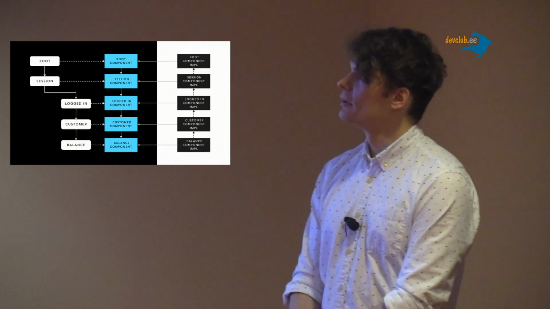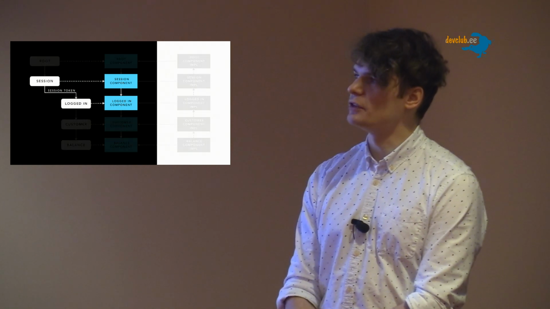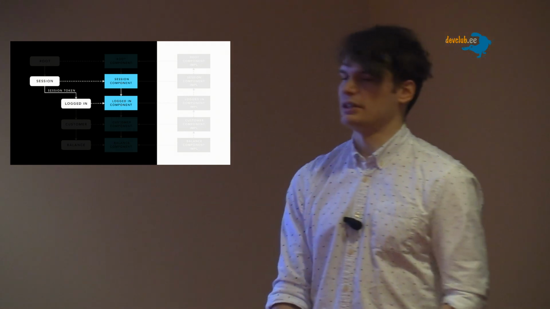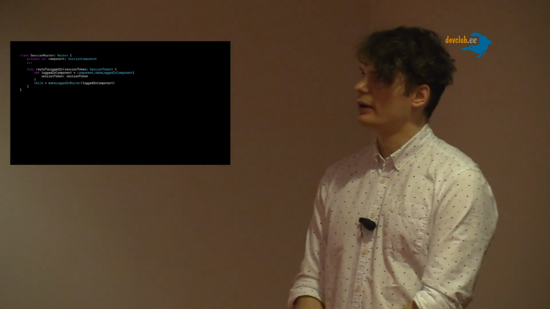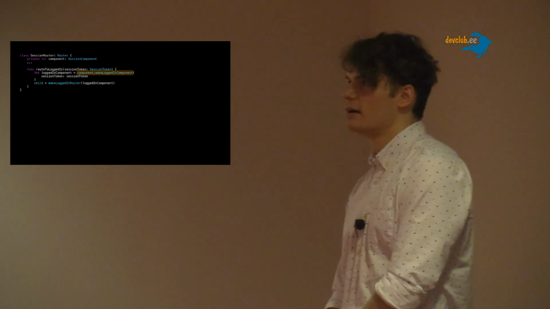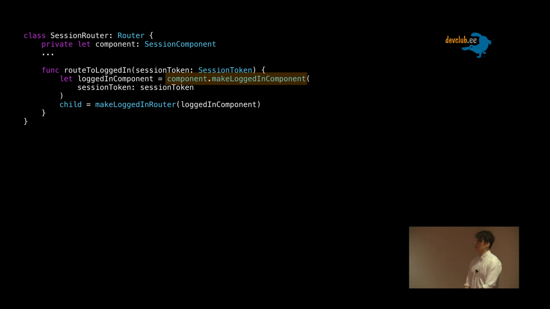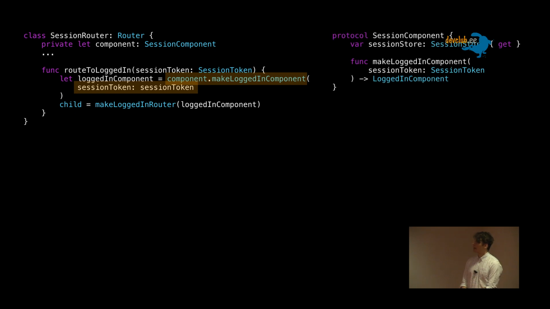So what does it give us? Let's first take a look at this part. Let's see how it will look in code, otherwise it might feel a bit too abstract. So let's see how the session router relates to its declared dependencies. We have the session router. What's important about the session router, for our purposes, is that it has one component, its own component. And it asks from this component the make logged in component, the subcomponent. And given it, it provides a session token and is able to create the logged in router. So the abstraction of this component looks like this. It declares that it will provide the session store for this session router and a way to create a logged-in component, essentially a factory method.